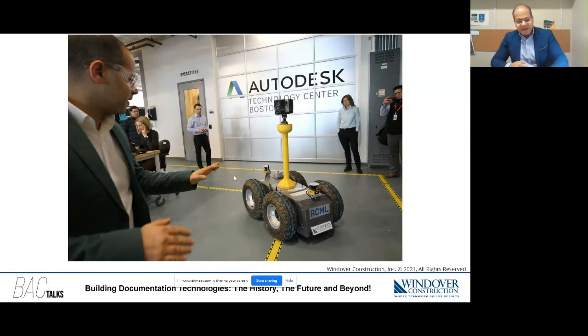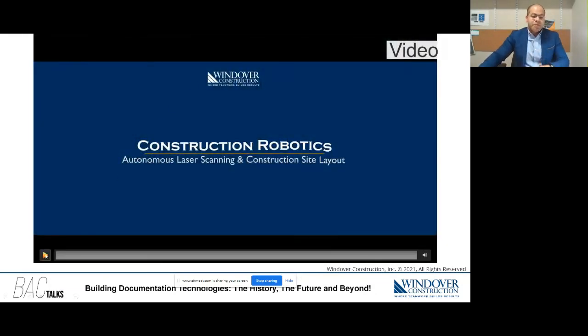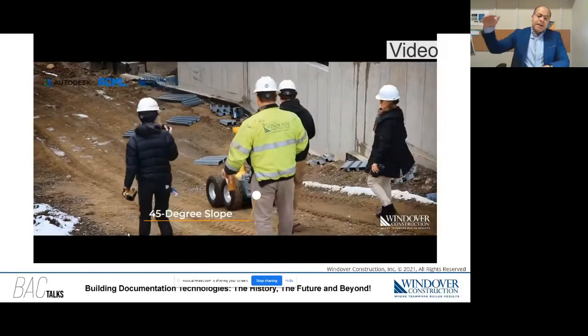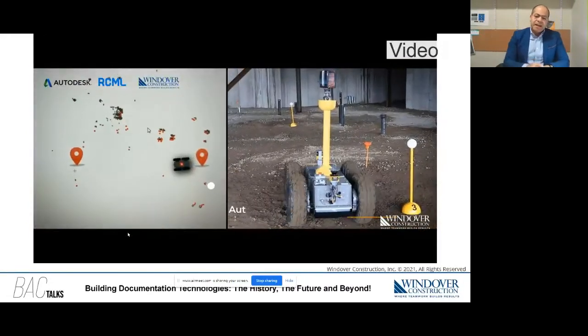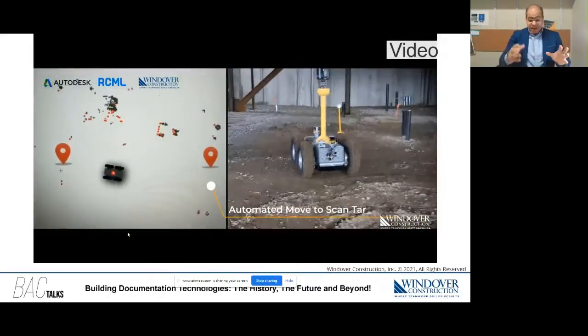Wendover wanted to transform the way we do laser scanning on site. So we partnered and collaborated with Autodesk and a software robotics company, FCML, to help transform the way we capture data on site. We collaborated to create a robot called Oliver, which this is one of our job sites at Endicott College. As you see here, it's going up a slope. It can do autonomous laser scanning from point A to point B.